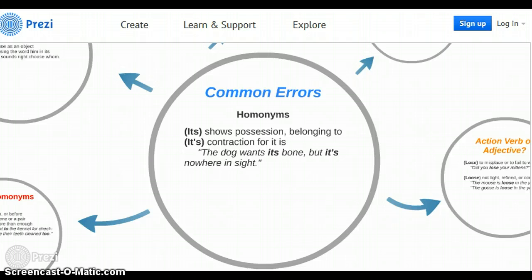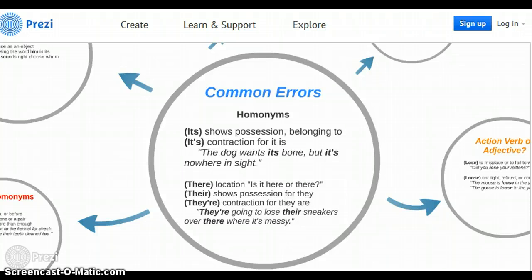So our first example, we have its and it's. ITS shows possession or belongs to someone or something. IT apostrophe S is a contraction for it is. In this example, the dog wants its bone, the one that belongs to him, but it's or it is nowhere in sight.